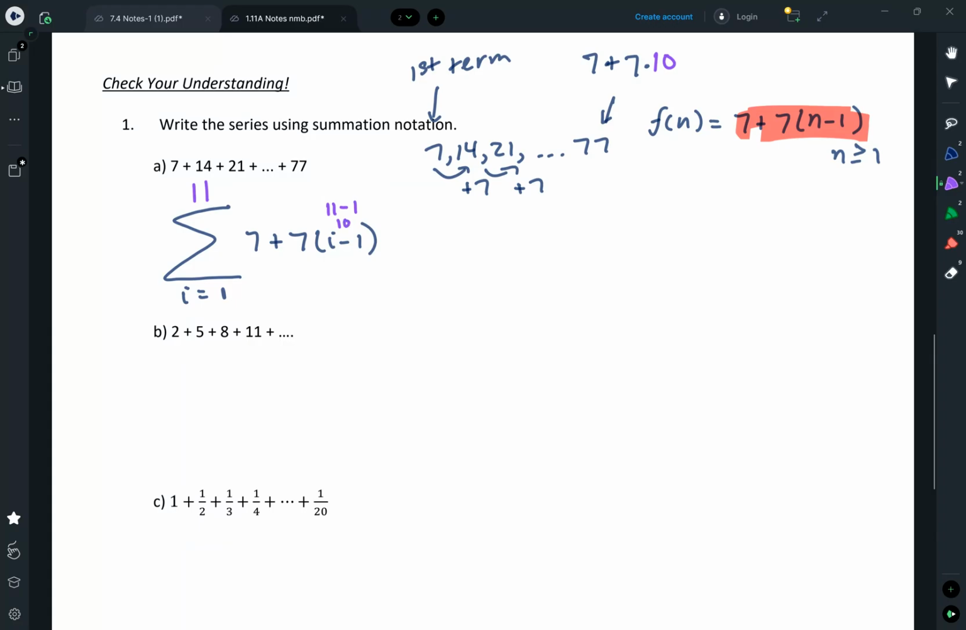I think this is a really interesting problem. If I wanted to start with 0, it's almost trickier. Then I need to make this go up to my 10th term instead. And then I would have 7 plus 7i. So those would also match. All right, on to the next one.